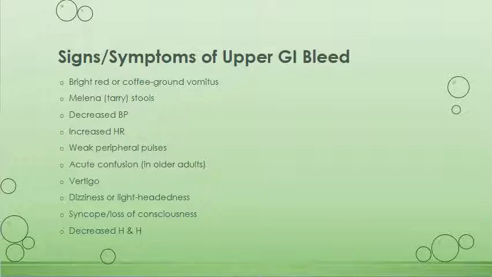Signs and symptoms of an upper GI bleed that would indicate the need to be concerned about perforation are the bright red or coffee ground vomitus, the melena, tarry stools, and decrease in blood pressure. These are your symptoms of hypovolemic shock. Remember the decrease in blood pressure, increase in the heart rate, weak peripheral pulses, acute confusion in older adults, vertigo, dizziness or lightheadedness as they get decreased oxygen saturation in their head, syncope, loss of consciousness, and of course a decrease in the H&H as they bleed.